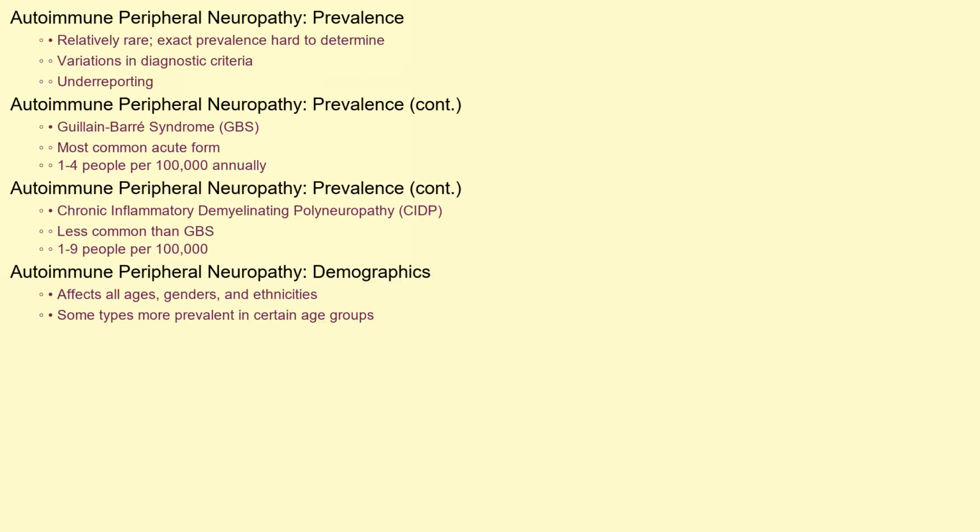Autoimmune peripheral neuropathy is relatively rare, but the exact prevalence is difficult to determine due to variations in diagnostic criteria and underreporting. Guillain-Barré syndrome is the most common acute autoimmune neuropathy, affecting an estimated 1 to 4 people per 100,000 each year. Chronic inflammatory demyelinating polyneuropathy, or CIDP, is less common, affecting around 1 to 9 people per 100,000. These conditions can affect people of all ages, genders, and ethnicities, with some types being more prevalent in certain age groups.